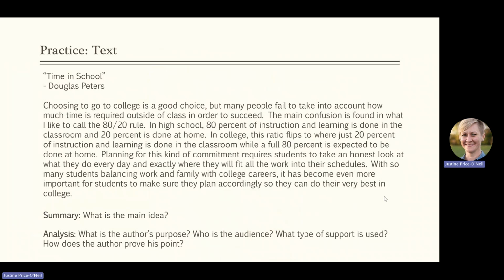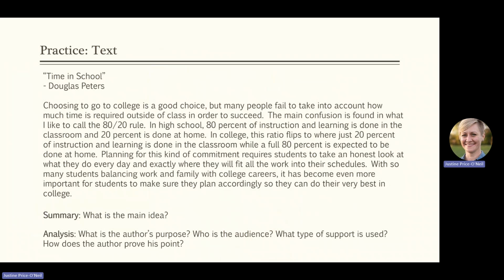Okay, so now if we're thinking about summary, if we were asked to summarize here, you want to ask yourself, what is the main idea? Now, in a paragraph, you can usually find that in the first or last sentences. So if we look back at our first sentence from the reading, as well as the last one, you can see some clues for what's the main point that the author is making.